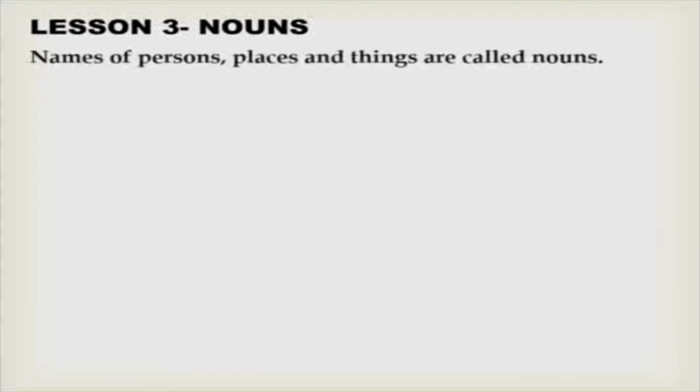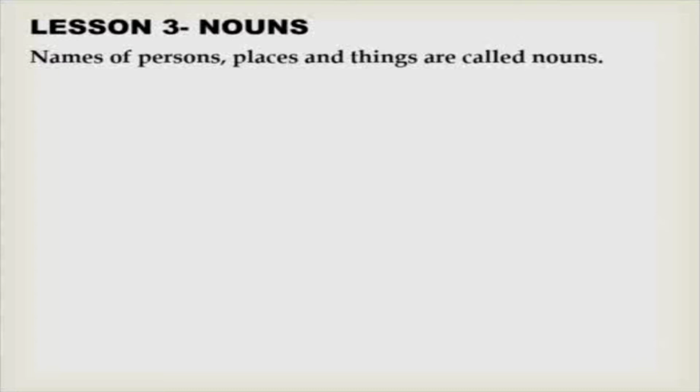The third lesson was nouns. Now what is a noun? A noun is the name of any person, place or thing. So in this lesson we did kinds of nouns. First one was proper noun. What is it? It is the name of a particular person, place or thing. It may consist of more than one word.